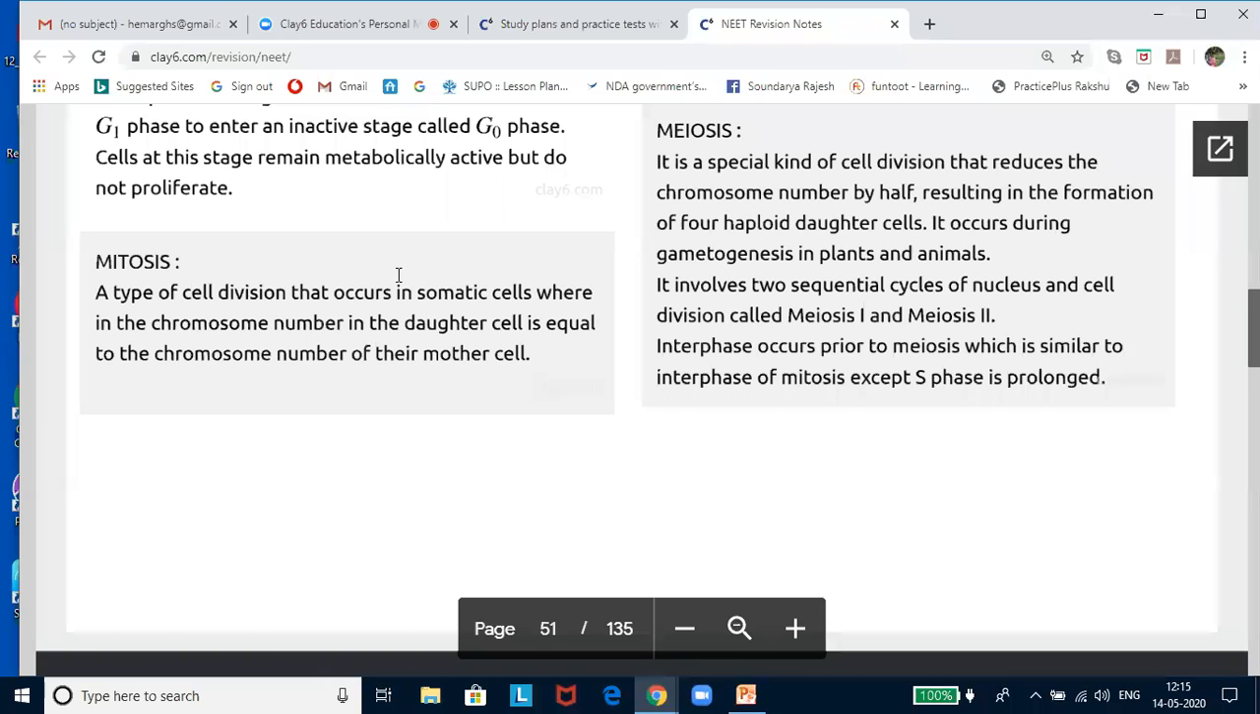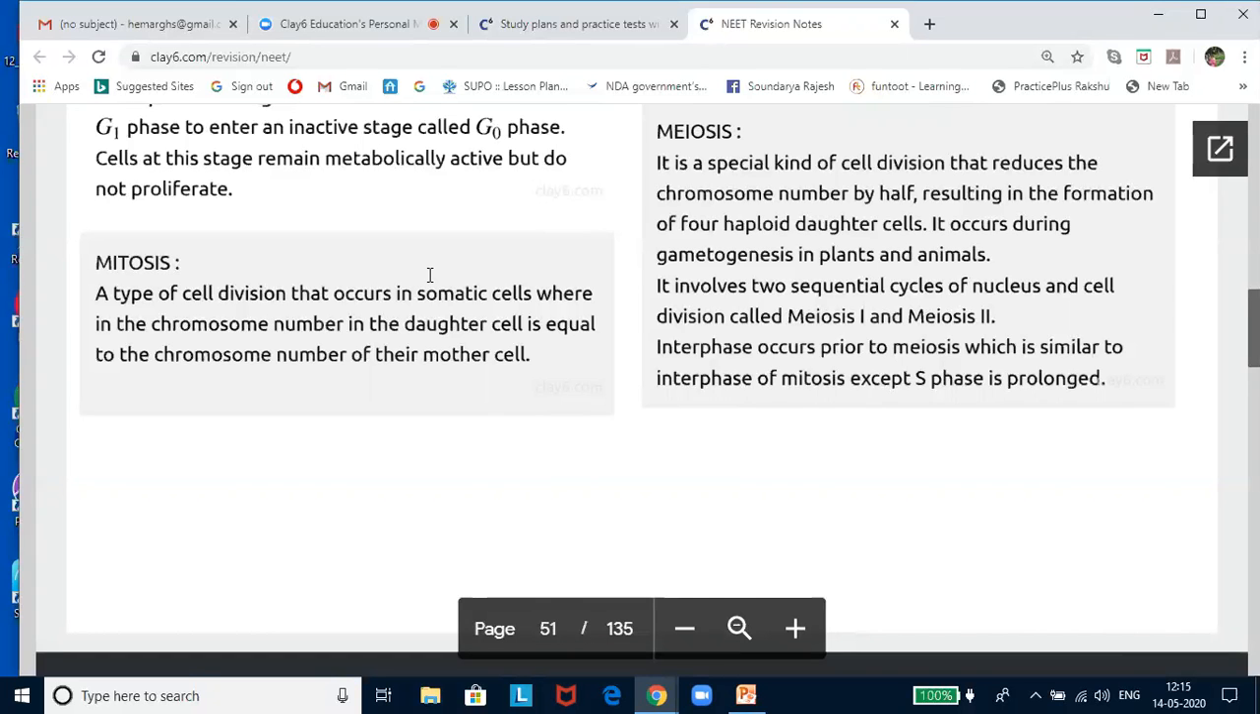Mitosis is a type of cell division wherein the daughter cells receive the same number of chromosomes as the mother cell. Suppose the mother cell has 2n equal to 8, then the daughter cells will also receive 8 chromosomes. Meiosis is a type of cell division wherein the daughter cells receive half the number of chromosomes as the mother cell. If the 2n number is 8 in the mother cell, the daughter cells will receive only n, that is the haploid number, that is only 4.